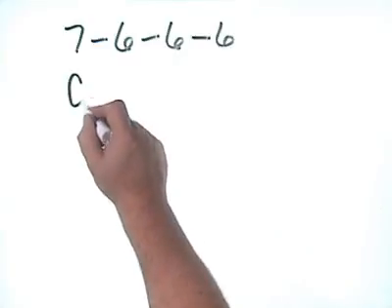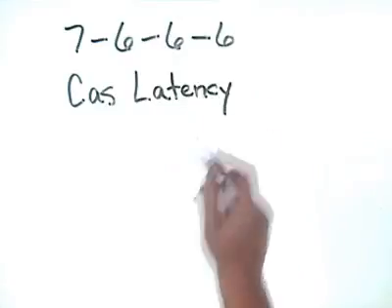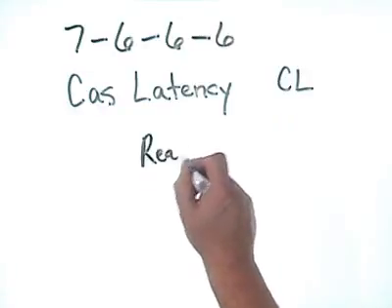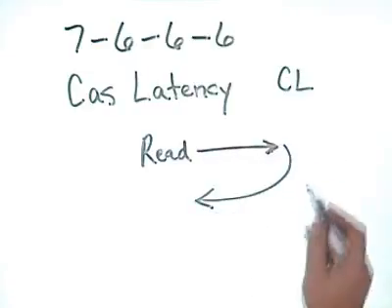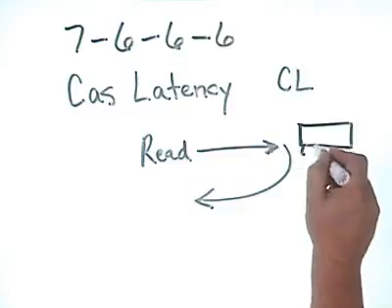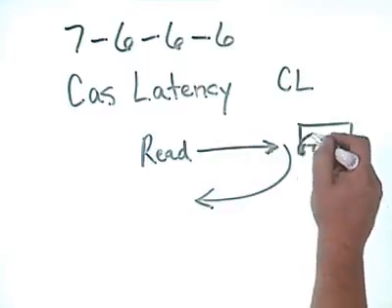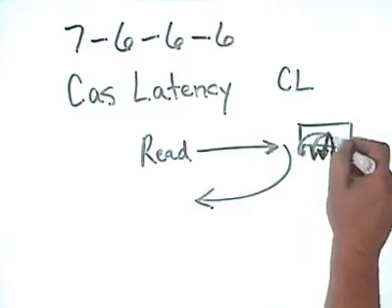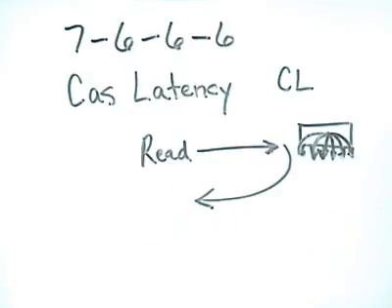However, in most cases, you'll typically only be worried about the CAS latency, sometimes also called the CL. The CL identifies the amount of delay between a read request and the actual return of that data. So for instance, when a memory module receives a read request on the module, it takes some time for the memory module to actually access the data and then output that data onto the pins of the module. And that amount of delay is referred to as the CAS latency.